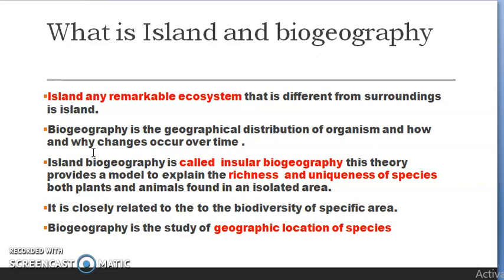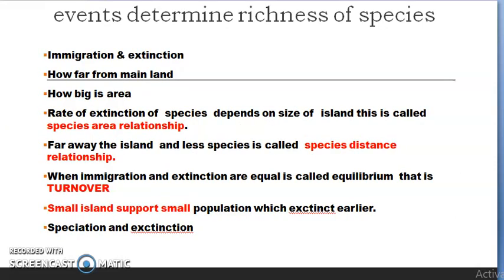It is a good example of natural selection also. It is closely related to the biodiversity of a specific area. Biogeography is the study of the geographic location of species.